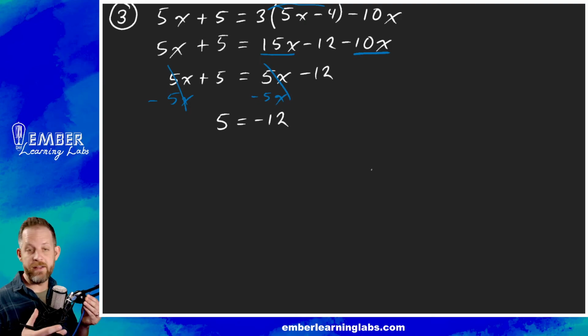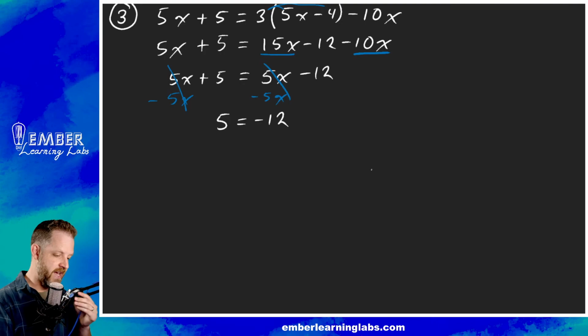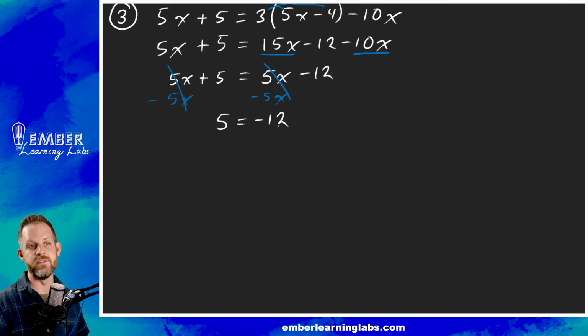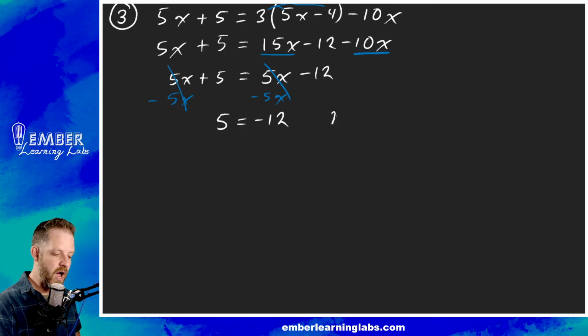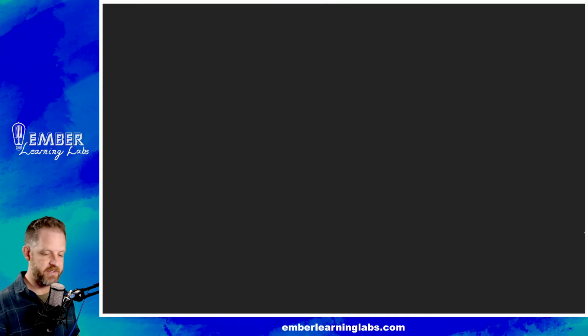So remember, if that variable poofs and goes away, then we've got to look and say, is this true or is this not true? Well, does 5 equal negative 12? The answer is clearly no. So the answer to this problem is no solution. Wow. No big deal. Let's do one more. Uno más. And we shall be done with this video.